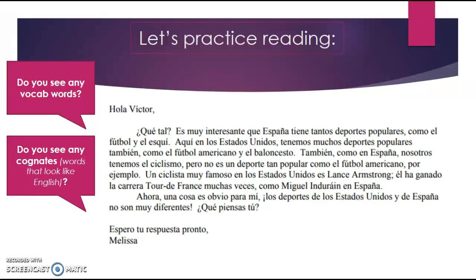And then we can ask ourselves, do we see any cognates or other words that we just already know? We know hola, we know qué tal, we know es, we know muy, interesante, we know España, etc. So lots of words here that you guys know. We haven't necessarily had the word popular, which means popular, but you could tell by looking at the word that it means popular. Another cognate we have here is el ciclismo. Ciclismo kind of sounds like cycling, and that's what it means. So cycle, cicle, ciclismo here, okay?